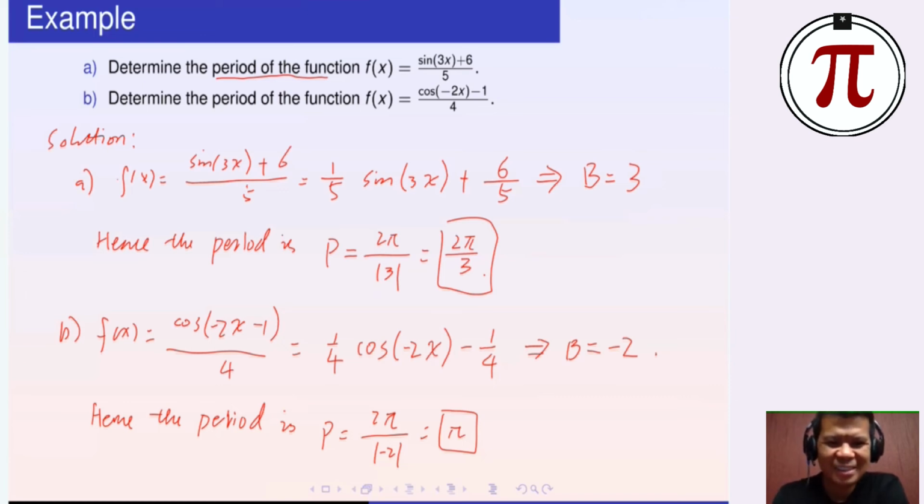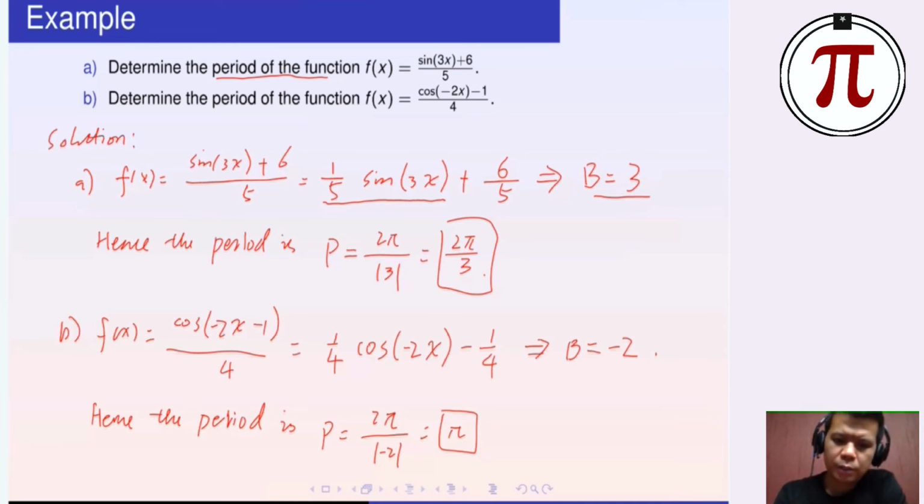All right. So for a, sine 3x over 5 can be written as 1 over 5 times sine 3x, plus 6 over 5, yes? So which means B equals 3. Good. B equals 3. So therefore the period is 2 pi over the absolute value of 3. That's 2 pi over 3.